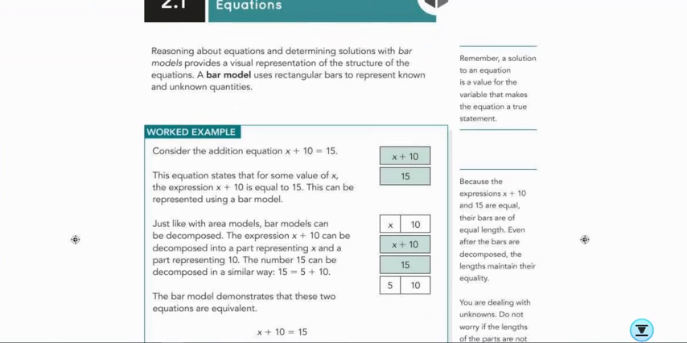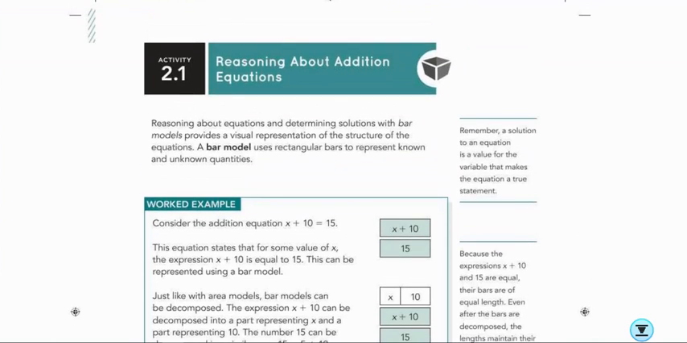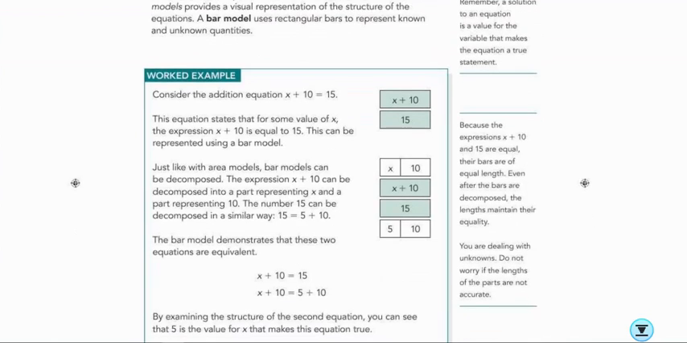On the next page, we are on Carnegie 2.1. It gives some reasoning about addition equations. And it tells us that when we're using addition, we can use this thing called a bar model. And you've done these in elementary school, but now we're putting variables into them.